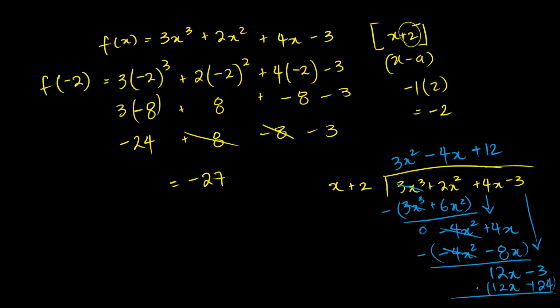And again, subtract. So 12x minus 12x cancels each other out. So that's 0. And negative 3 minus 24 is negative 27. So doing the long division, we also got negative 27 as our remainder.